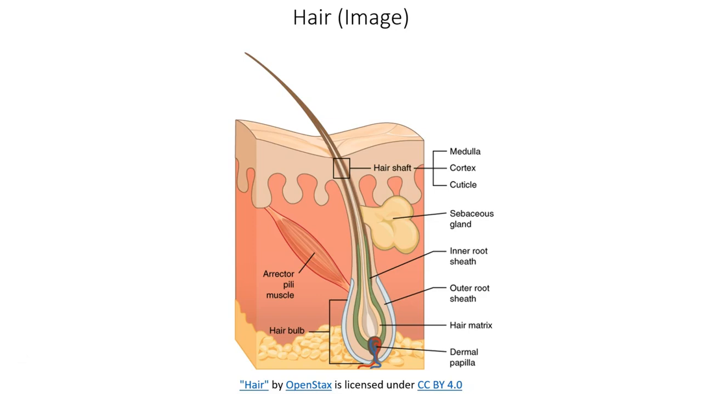Next up is the catagen phase. This is only going to last for a few weeks. And this is the transition of the hair follicle from active growth that's going to start slowing down.